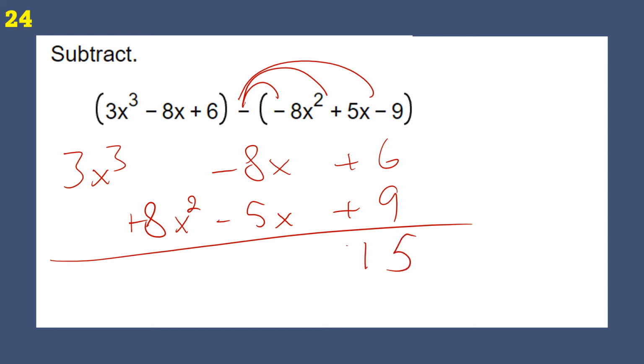And I get positive 15. I get negative 13x. And then I get positive 8x squared. And then I get 3x to the third.